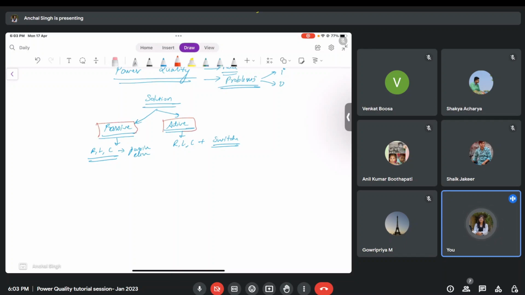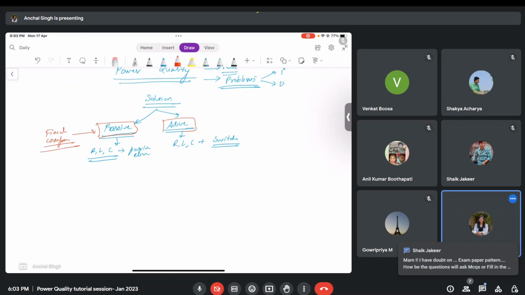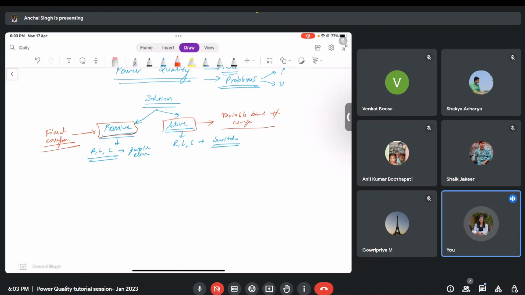Passive compensators are called fixed compensators because they are able to provide only fixed compensation. Whereas active compensators have the capability of giving variable compensation. That means they are more versatile than passive compensators.